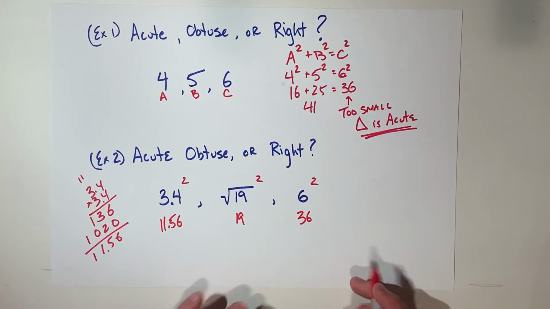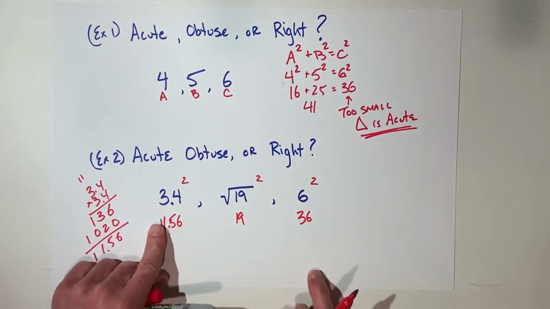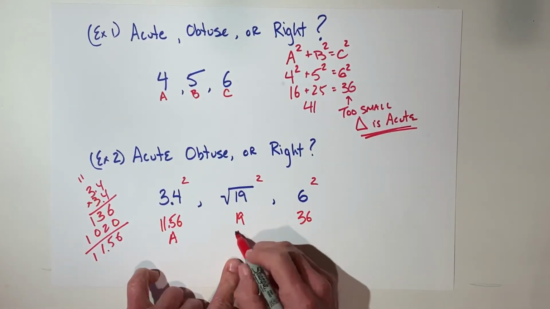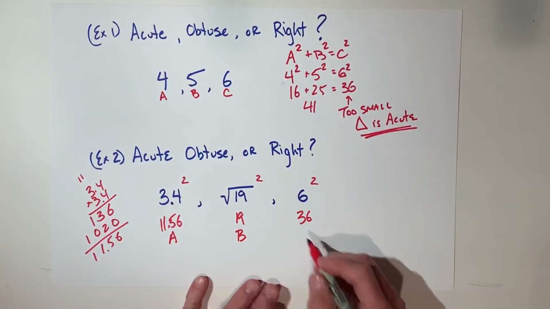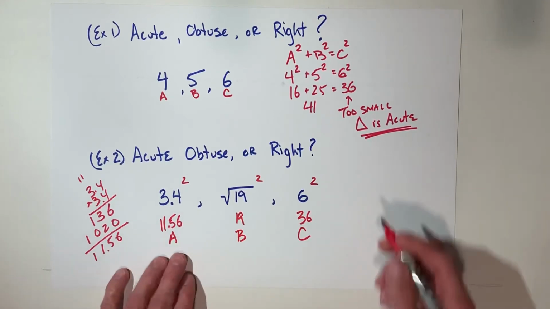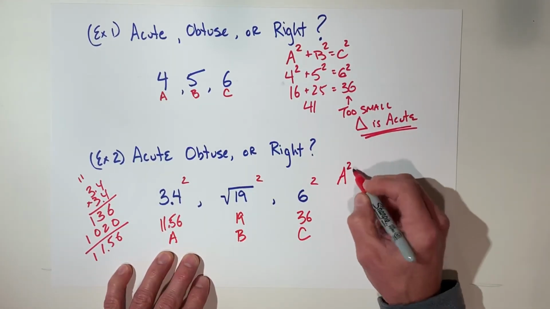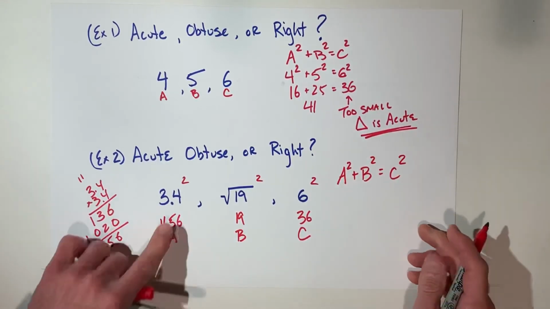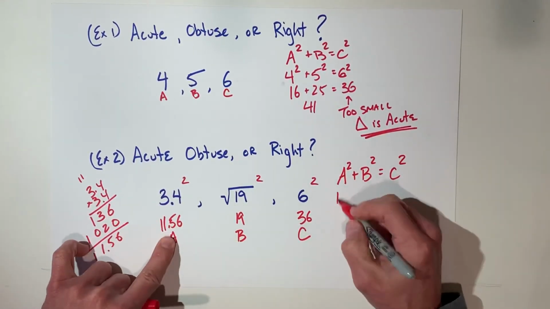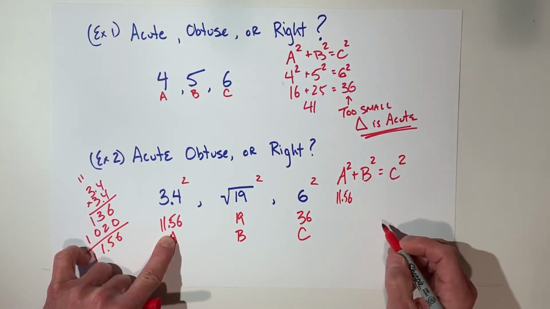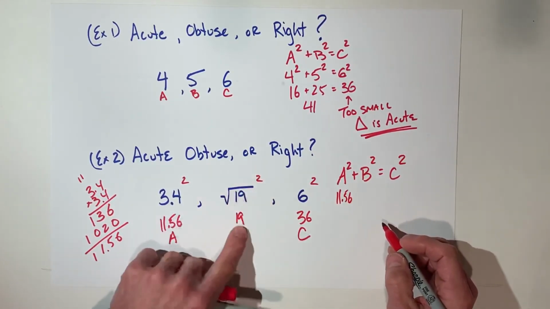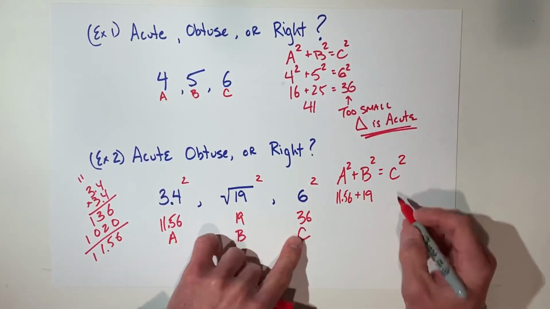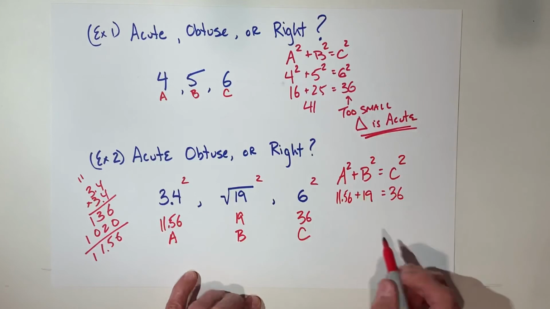We know that one. Now I might not have known my original 3 blue values, but I can see from this that this must have been A, this must have been B because of the way the numbers increase, and this must be C. So here we go. If the formula is A squared plus B squared equals C squared, and it always is, and A squared was 11.56, we already did the hard work there, and B squared, the square and the square root canceled out, and we get 19, and C squared, 6 squared, was 36, then here's what we have.